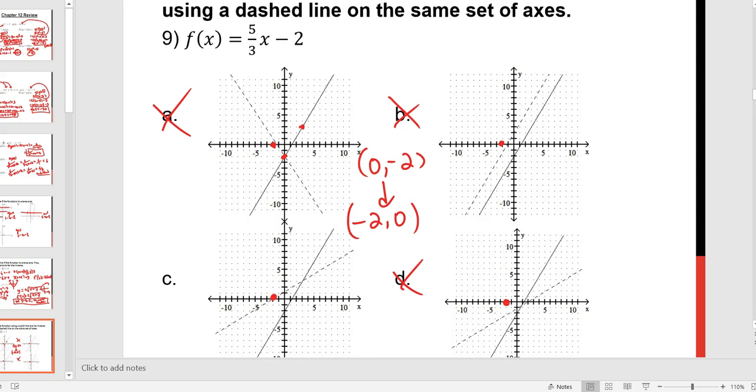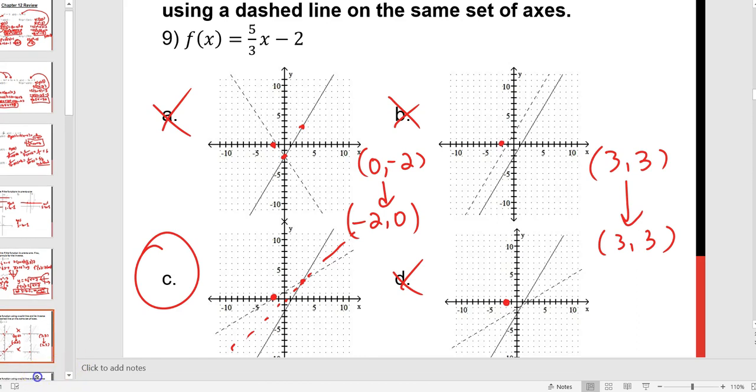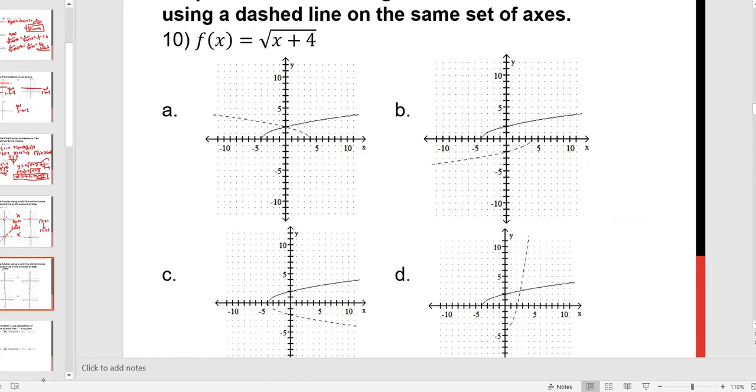Just to double check, our other point we found was, what, 3, 3? If I switch that, my other graph should cross at 3, 3. They both cross at that point. And last, we said to check, they should be symmetric across the line y equals x, and they are. So our correct answer is C. Find a couple points, switch them. This is probably a lot more similar to what you would see on the test.